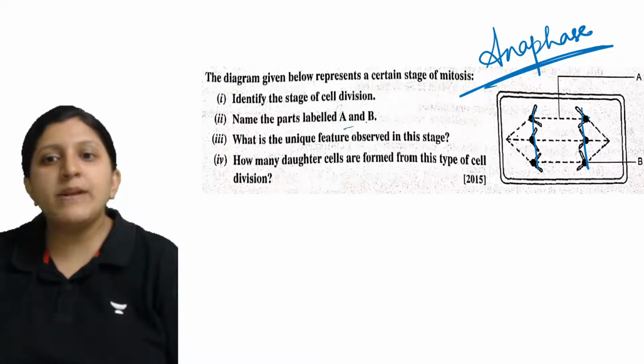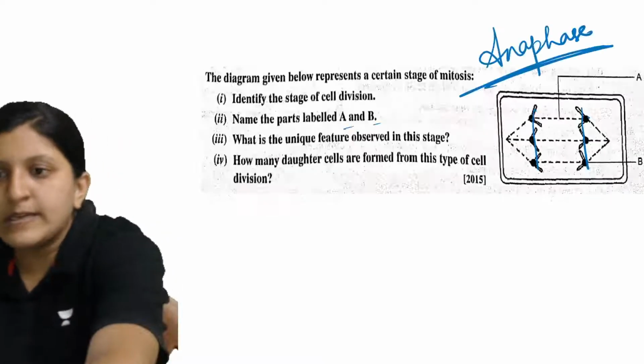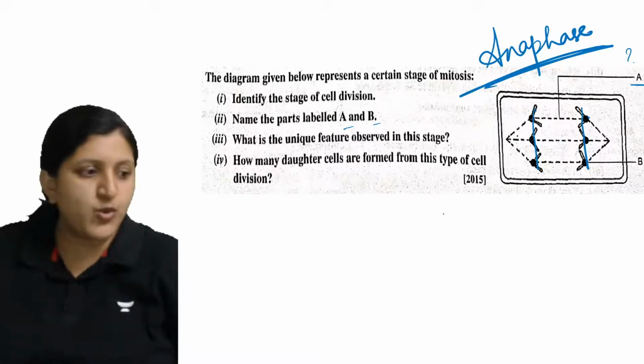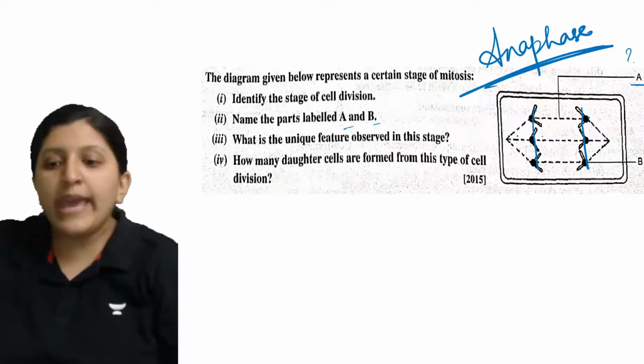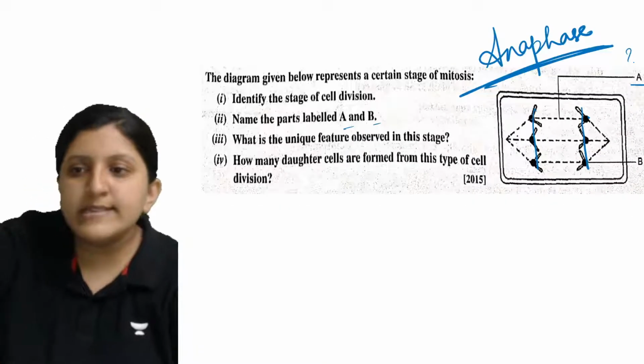Name the parts labeled A and B. So what is this A part here? Now you know here A is labeled and B part is labeled. So what is A actually? A is basically a spindle fiber and B is the centromere.